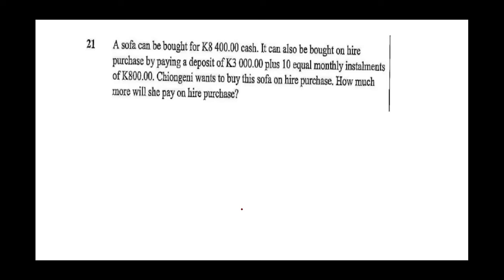So, how much more? We first of all have to know how much she'll pay on hire purchase. So this one will be this amount plus this one. So this was paid in 10 months. So here we are simply saying 800 kwacha times 10. And this one will simply give us 8,000. When you're multiplying by 10, simply add a 0 to the end. So this guy will pay 8,000 for 10 months, then plus the initial deposit of 3,000.